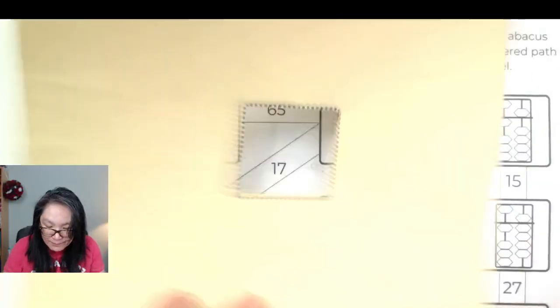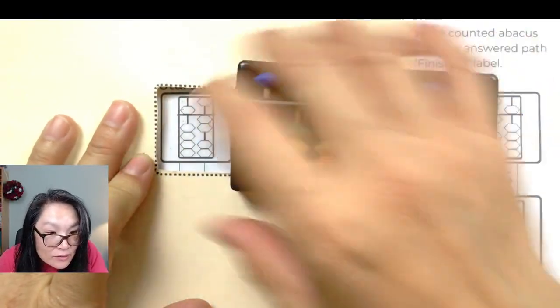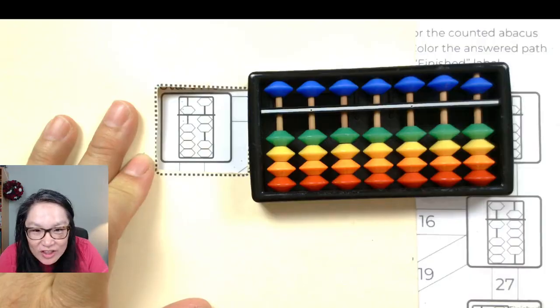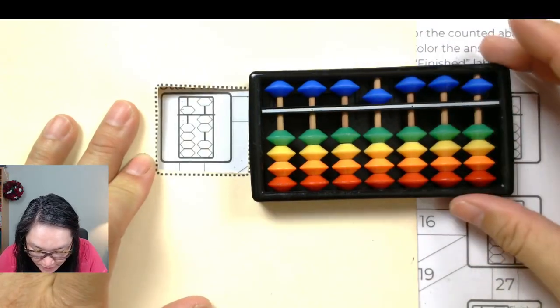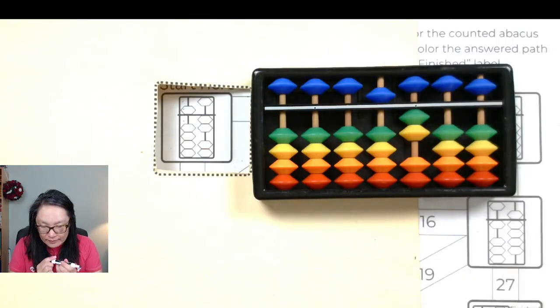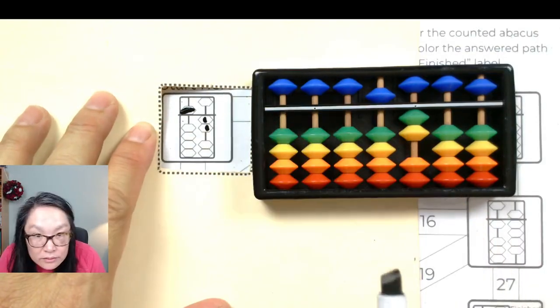So if I do this, what number do you think that is? Wow, 52. Already? Oh, Kaya, you're so good. So we do this. We do 50. We do 2. Now, if you look, there's a 5 up here, and there's 2 here.